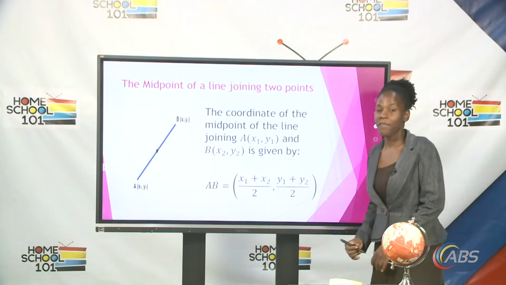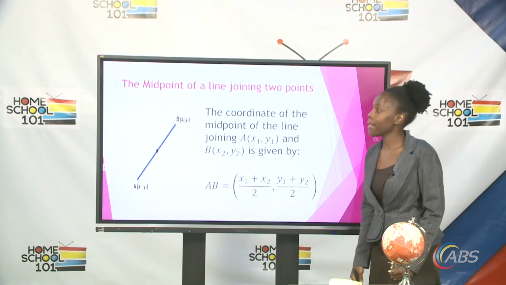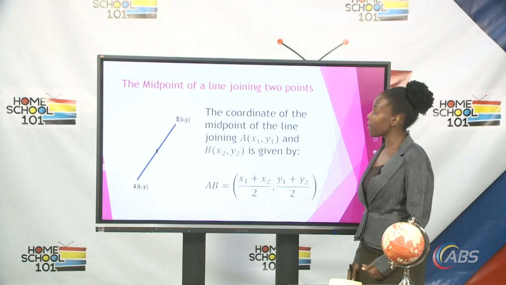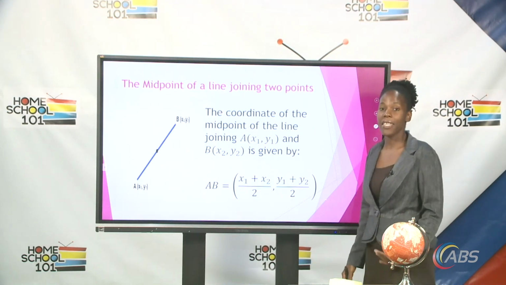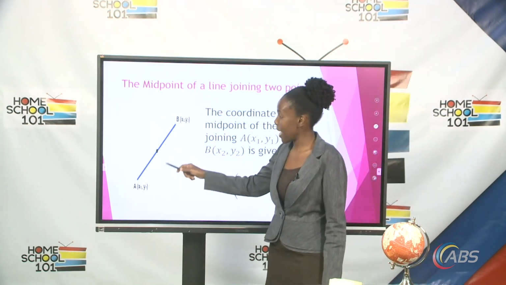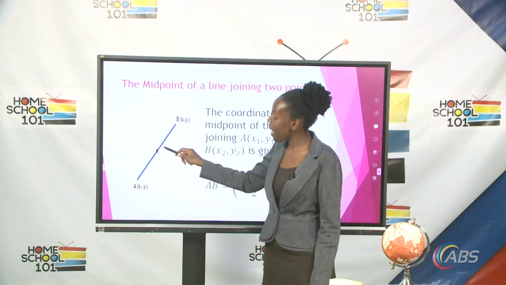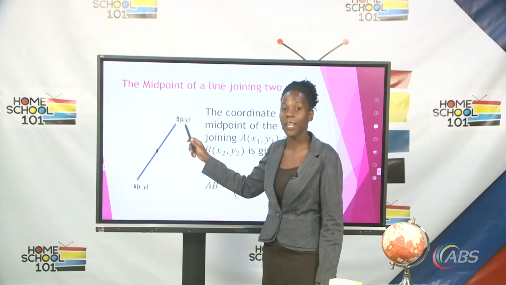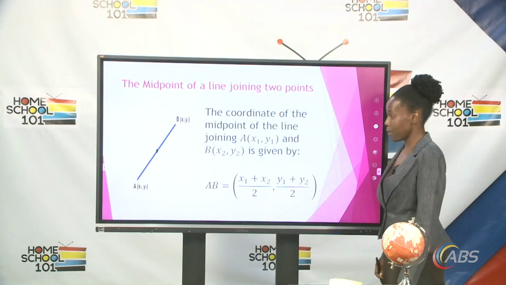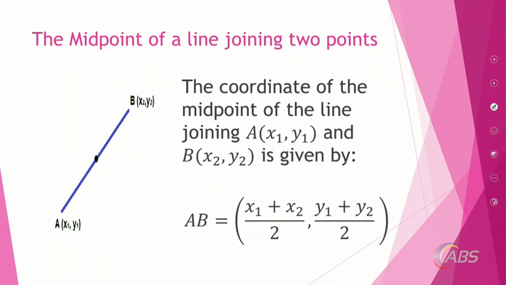We then look at finding the midpoint of a line joining 2 points. When we speak about the midpoint of a line, it's half the distance between the 2 points. So if we have here given A and B, the midpoint would be halfway between, or half of the length of this line. To find the midpoint of the line, we simply take the sum of the x coordinates, divide by 2, as well as the sum of the y coordinates, and we divide by 2.